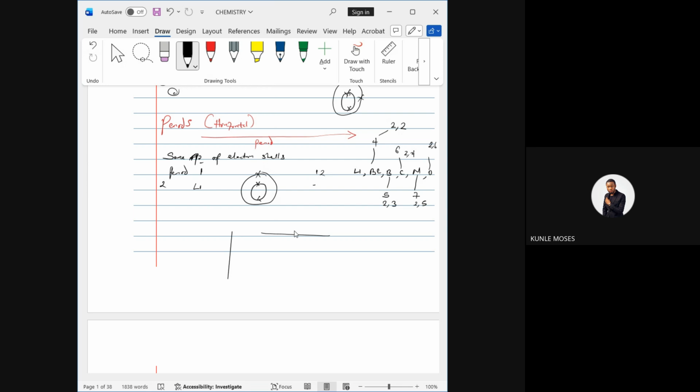So a period must have the same number of electron shells. A group must have the same number of valence electrons. That is, the last number that ends the shell must be the same for the group. But for the period, they must have the same number of electron shells, not the same number of valence electrons.